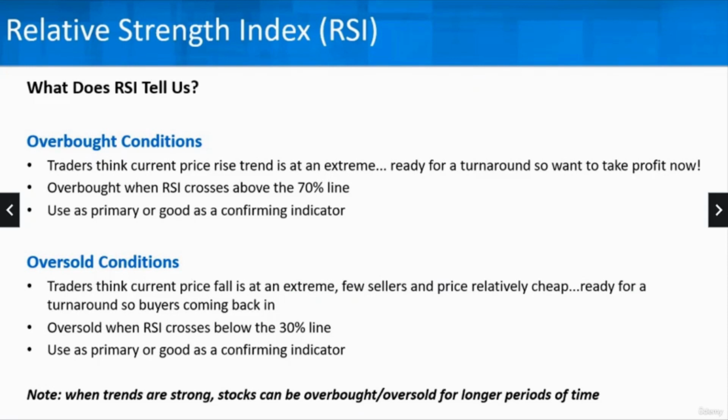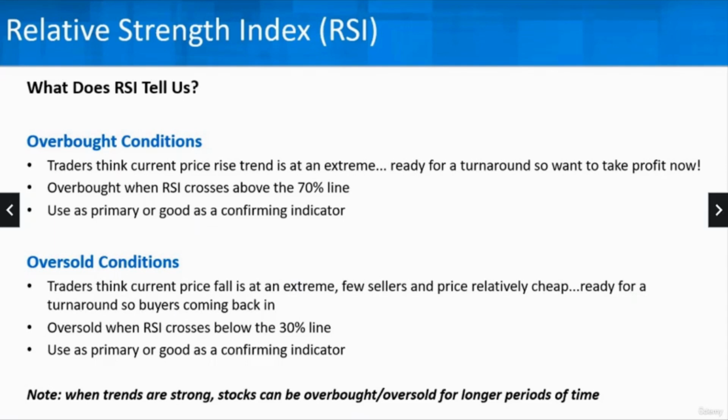You can use the RSI as a primary tool to watch for these overbought conditions, or it's also really good as a confirming indicator, using it with other indicators. Oversold conditions would be the exact opposite. Traders think the current price has fallen to an extreme. It's gone way too far. There are few sellers right now, the price is relatively cheap, and people are not willing to sell anymore. They just think it's gotten way too low. So it might be ready for a turnaround, going back up.